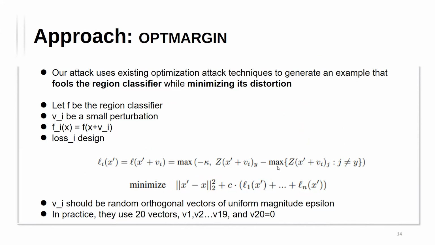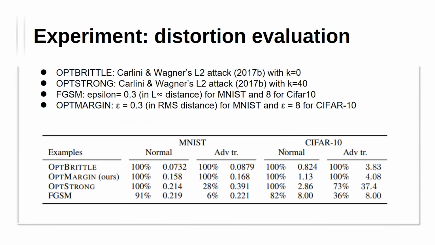Yeah. So that's basically all. And then the first part of the experiment is to evaluate the distortion part, and apart from their own method, they also use three baselines. One is FGSM, and one is called opt brittle. So this is an attack from this paper with k equals 0.